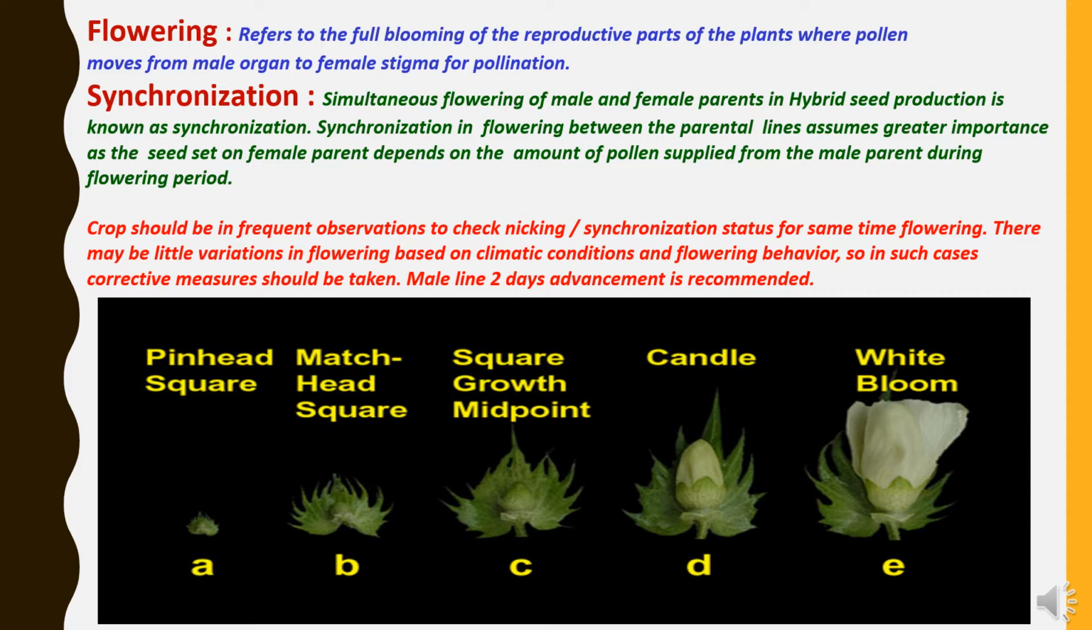Here we have shown the flowering of cotton, where during the square formation stage there will be a pin head square which develops initially. Later it develops to a match head square, then it converts to a square growth midpoint, then it will take the shape of a candle, and after that there will be blooming of the flower.